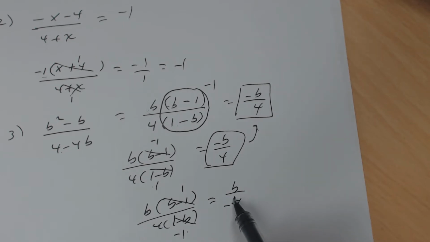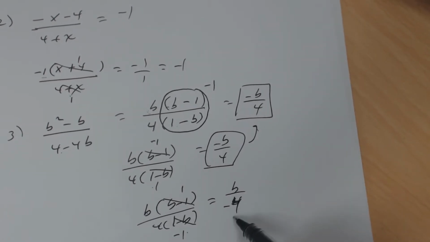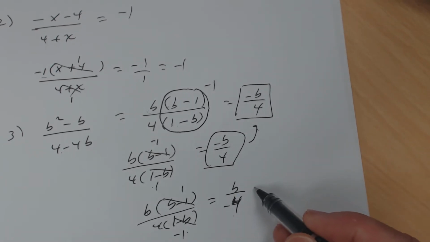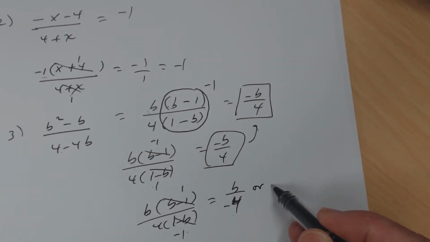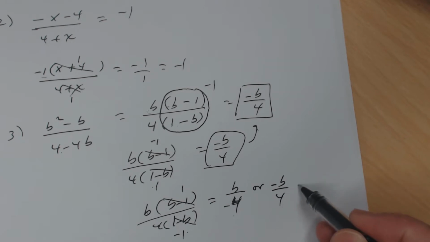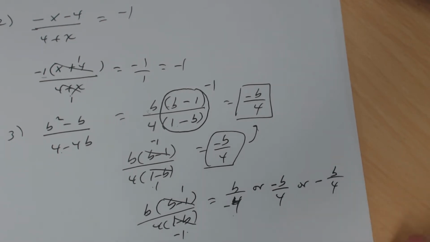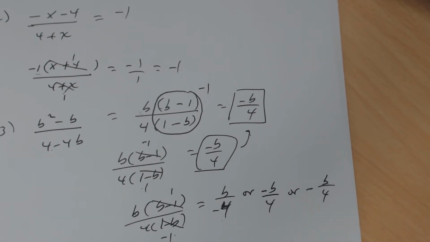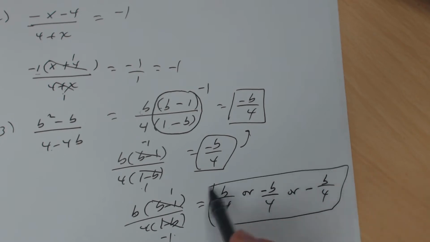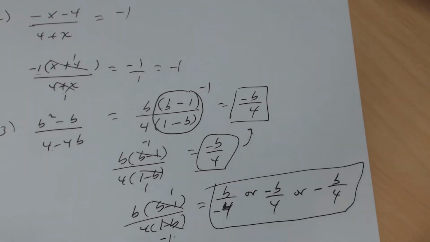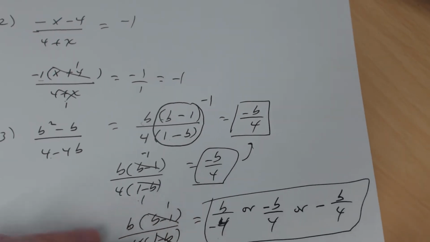And that's fine. That's correct because remember, b divided by -4 can be written several ways. It can be written as negative b over 4, or it can be written as negative the fraction b over 4, like this. You can have the negative out in front. Okay, so either one of these are all correct answers. Okay, all right, so it's number 3. Let's look at the next one.